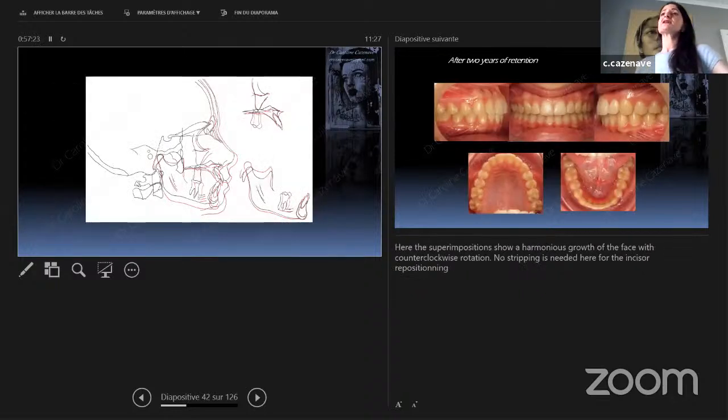Here's the superimposition. It shows a harmonious growth of the face with contact-localized rotation. No stripping is needed here for the incisor repositioning. It's only biomechanics.